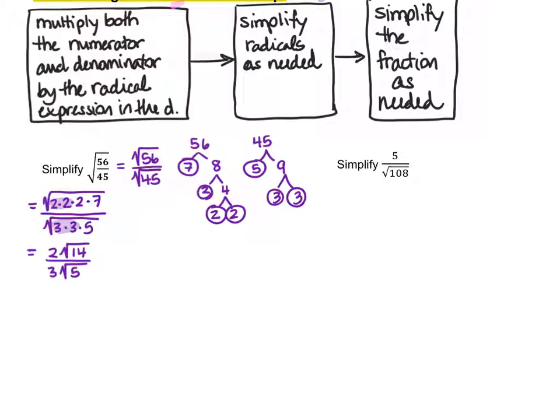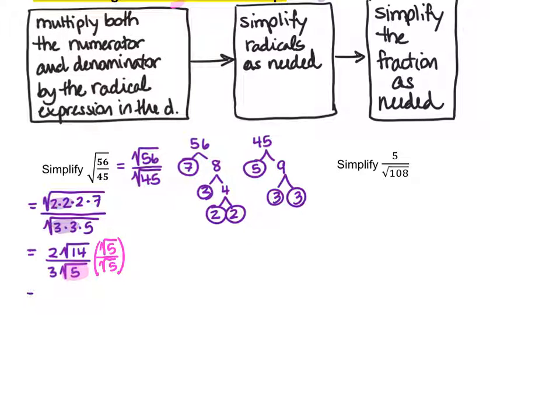Okay. Now we are ready to multiply the numerator and denominator by the radical expression in the denominator. In this case, in the denominator, our radical expression is the square root of 5, so we're going to be multiplying by square root of 5 over square root of 5. And then we're going to multiply. Inside times inside equals inside. 14 times 5 actually equals 70.